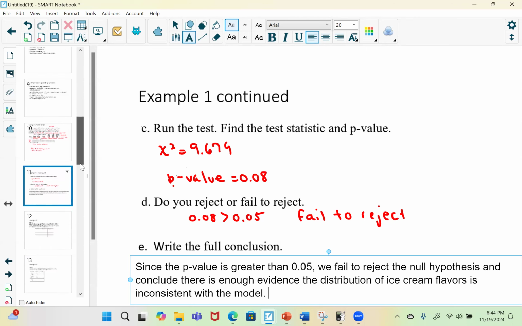So that is the chi-squared distribution. And then we'll do a few more examples to practice with this in class.